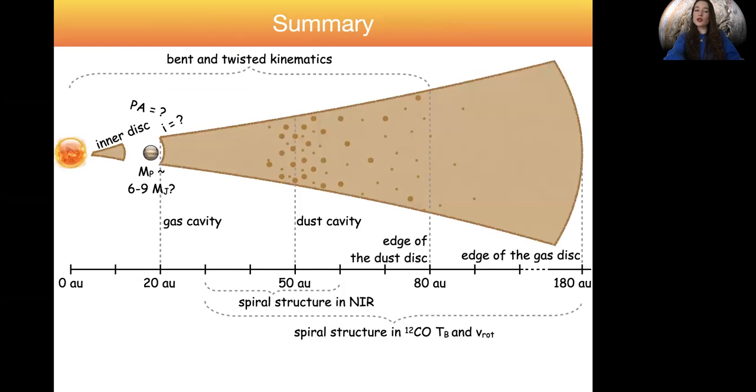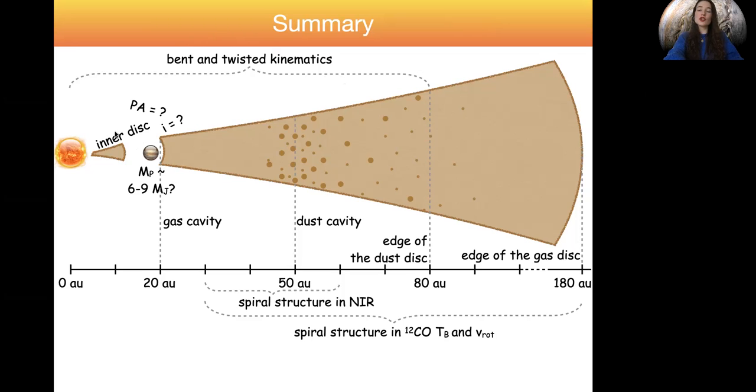As a summary, I would like to show you this sketch. So what do we see in CQ Tau? We have a large gas cavity, a large dust cavity. We have spiral structure in the near infrared, the 12CO brightness temperature, and rotation velocity, and we have bent and twisted kinematics. And therefore, all of this might be caused by a massive embedded planet.